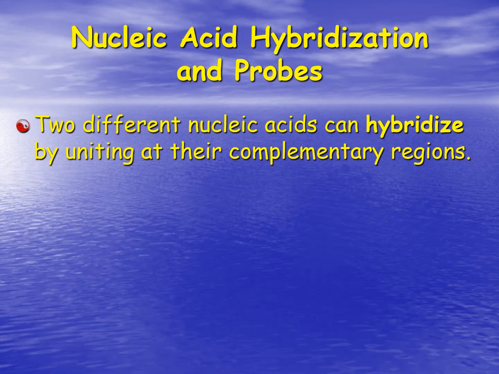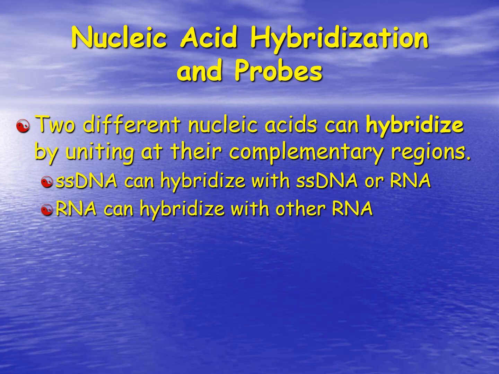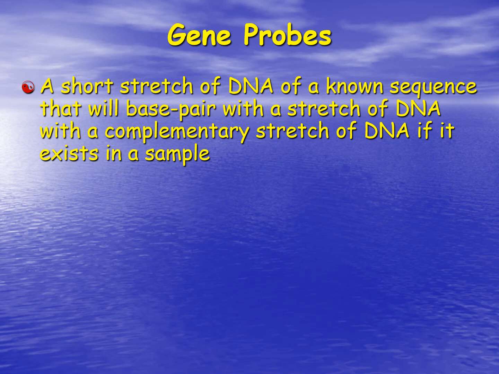2 different nucleic acids can hybridize by uniting at the complementary regions if they share any in common. Single-stranded DNA can hybridize with another piece of single-stranded DNA or single-stranded RNA. RNA, however, can hybridize only with another piece of RNA. Because of this hybridization, we can actually make gene probes. These are short stretches of DNA of a known sequence that will base pair with a stretch of DNA with complementary sequence if the DNA exists in a sample.